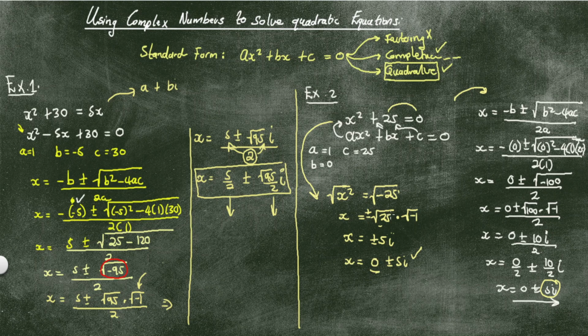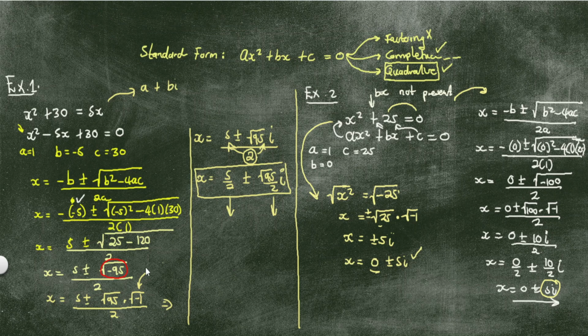So this method I apply whenever the bx is not present. Let's take a last example.